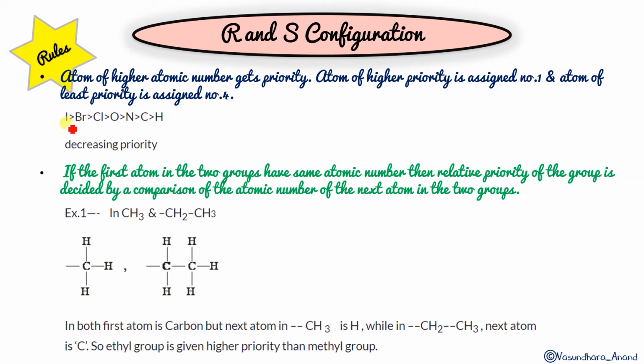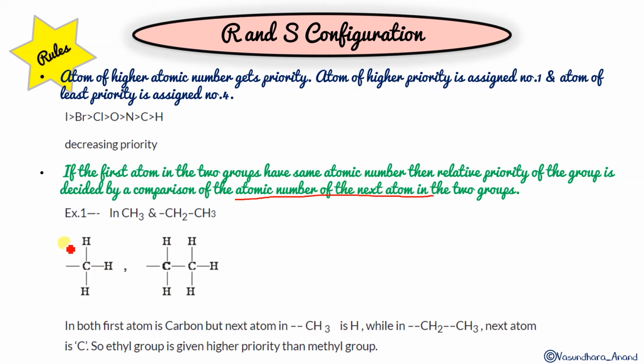So that's why it will get more priority, and then how it is decreasing. As the atomic number decreases, atomic mass decreases, we can say that priority is also going to decrease. If the first atoms of the two groups have the same atomic number, then the relative priority of the groups is decided by comparing the atomic number of the next atom.